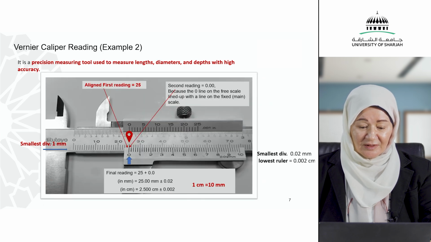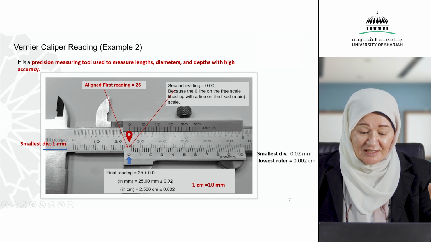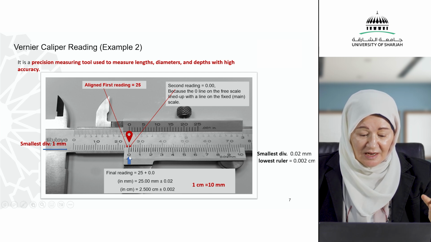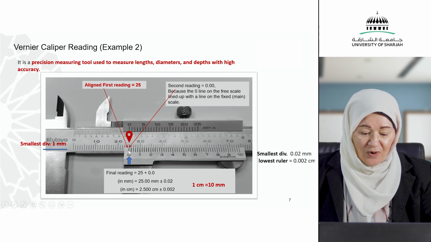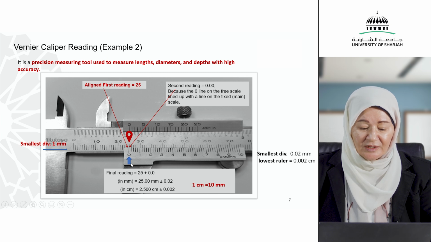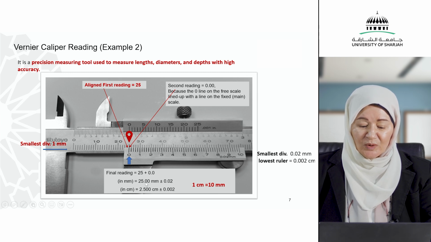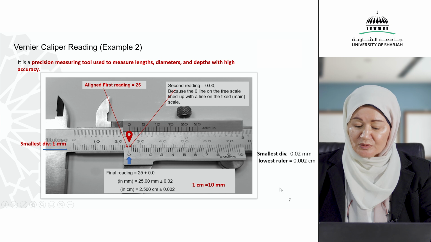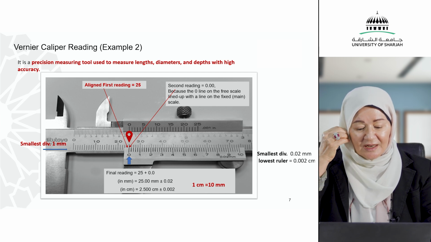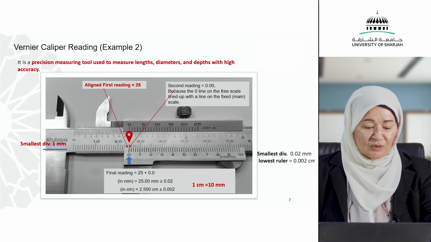Here I have another example. Here I have the 0. Whenever I extrapolate it, I find it exactly at 25. It's not before or after, it's exactly at 25. But how do I record it? I record 25.00 millimeters. Whenever I want to convert it, I convert it to centimeters: 2.500 centimeters plus or minus 0.002. We usually do this in class, on the spot, and it will be so easy for the student.